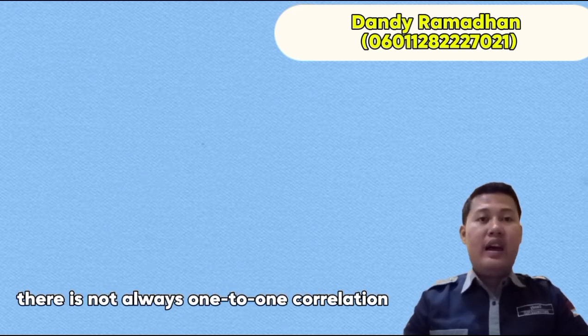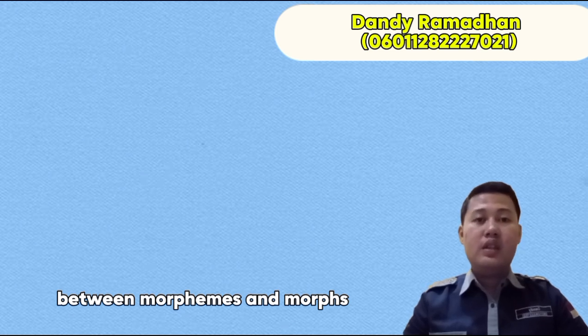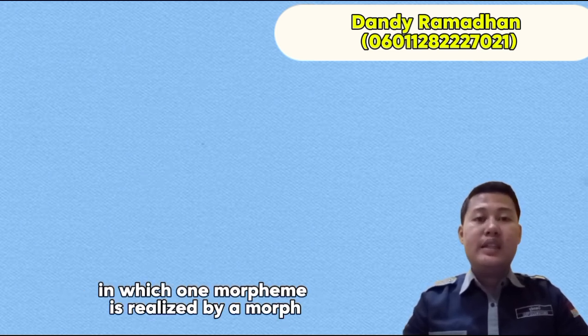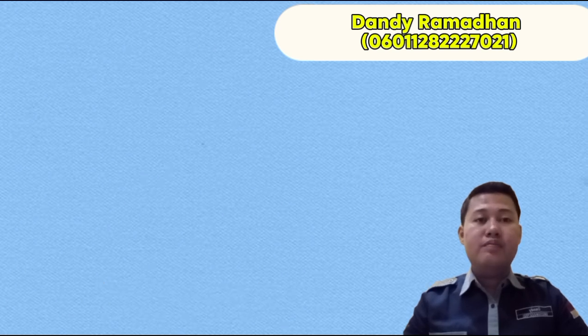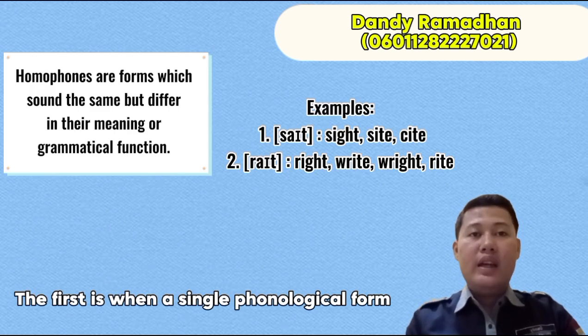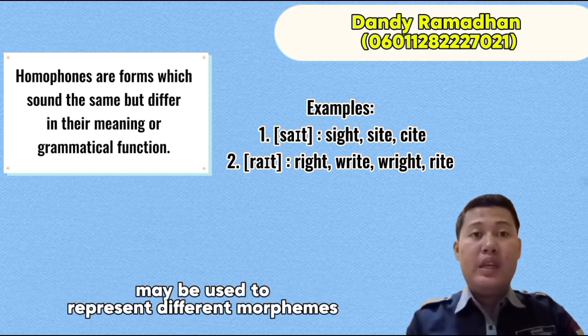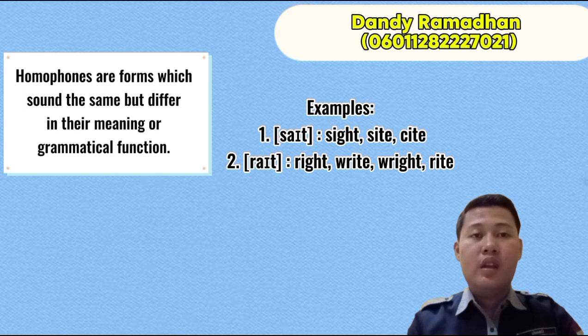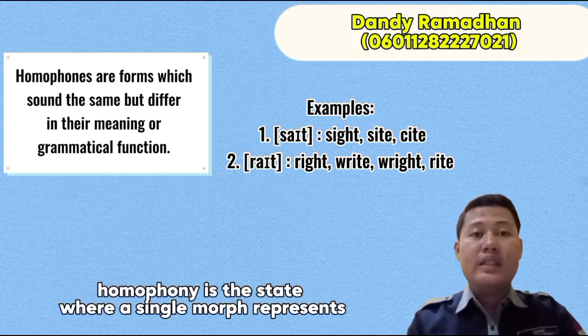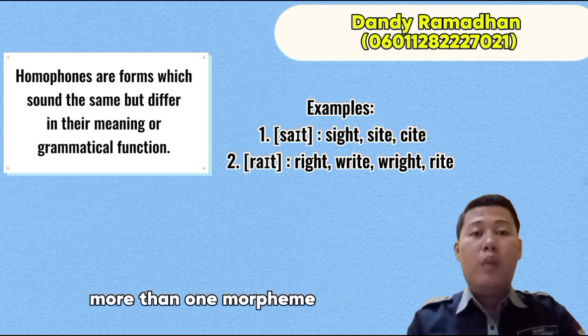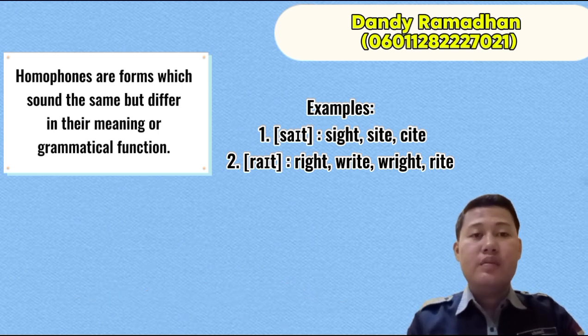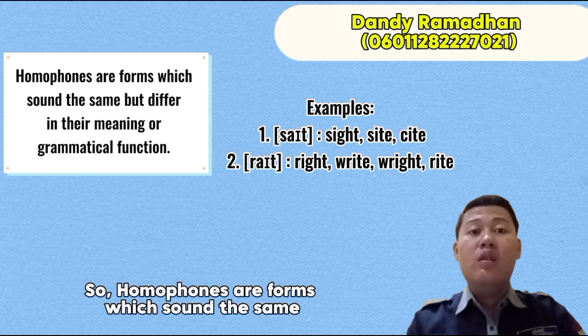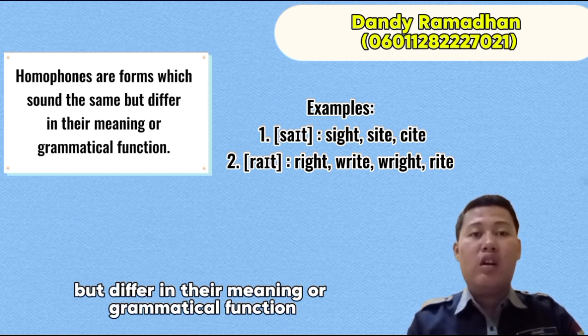In morphology, there is not always a one-to-one correlation between morphemes and morphs, in which one morpheme is realized by one morph. The first is when a single phonological form may be used to represent different morphemes, called homophony. Homophony is the state where a single morph represents more than one morpheme. So, homophones are forms which sound the same but differ in their meaning or grammatical function.